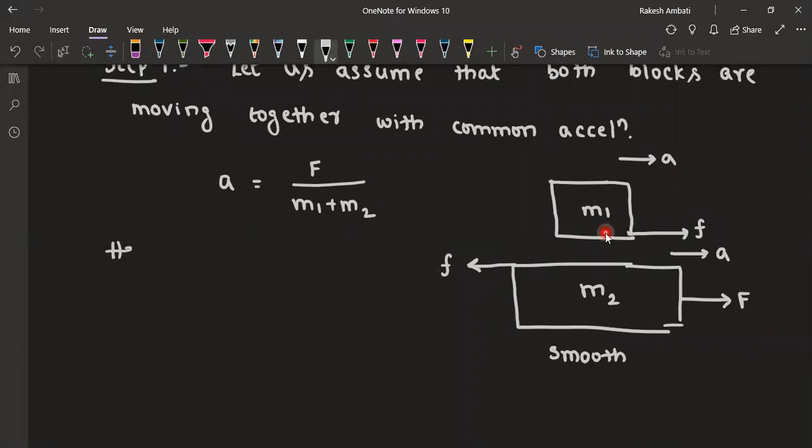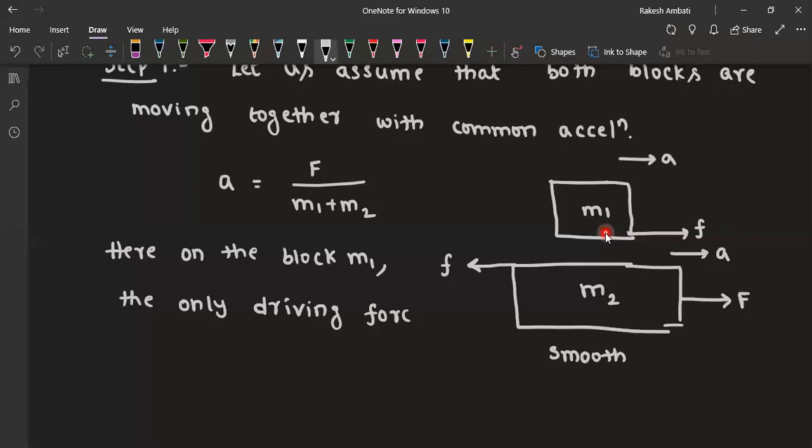Next point. On the block M1, the only driving force is small f, frictional force. But what type of frictional force is it, static or kinetic? It is static, because M1 is at rest with respect to M2.